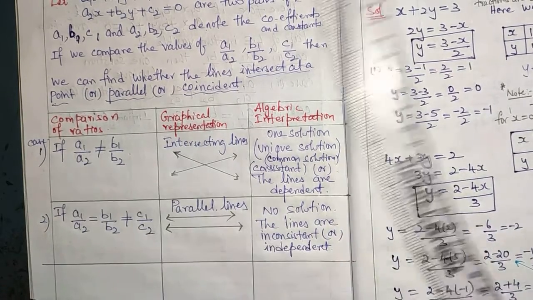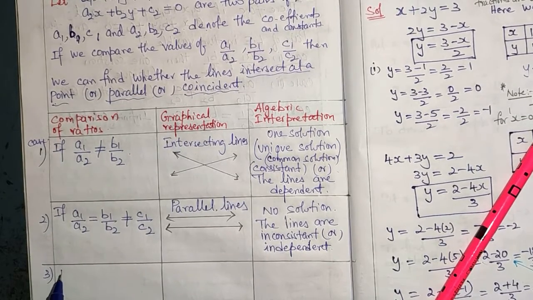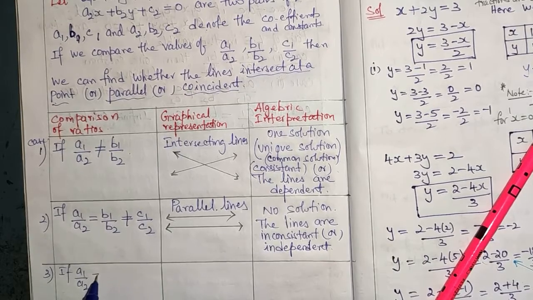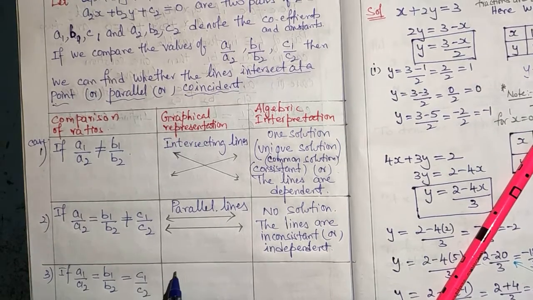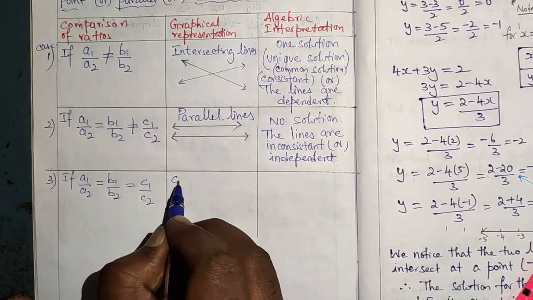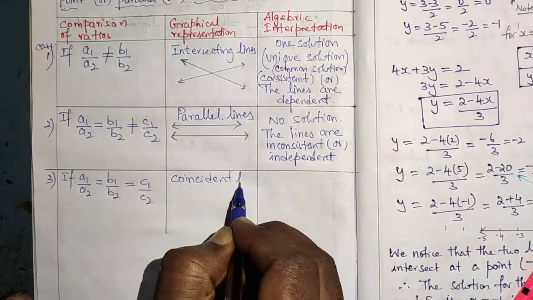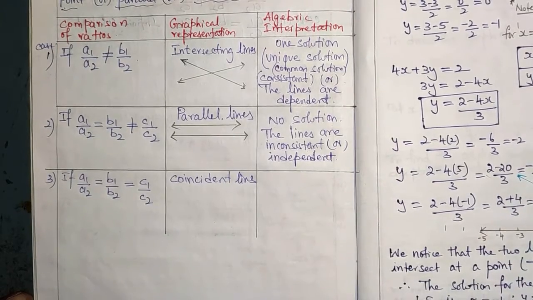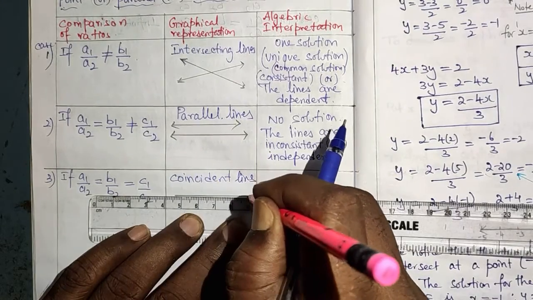Case 3. What have we observed in case 3? If all the ratios are equal, a1 by a2 is equal to b1 by b2 is equal to c1 by c2, what was our observation? The lines are coincident lines. Coincident lines means one line overlaps over the other line.